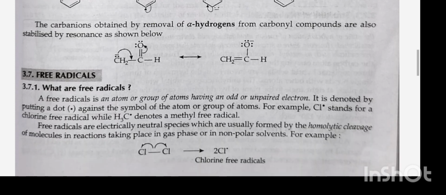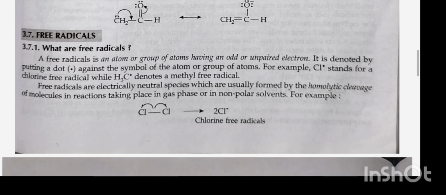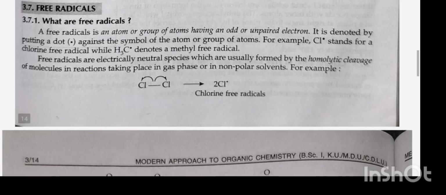What is a free radical? A free radical is an atom or a group of atoms having an odd or unpaired electron. It is denoted by putting a dot against the symbol of the atom or group of atoms. For example, Cl dot stands for a chlorine free radical, while CH3 dot denotes a methyl free radical. Free radicals are electrically neutral species which are usually formed by homolytic cleavage of a molecule in reactions taking place in the gaseous phase or in a non-polar solvent.